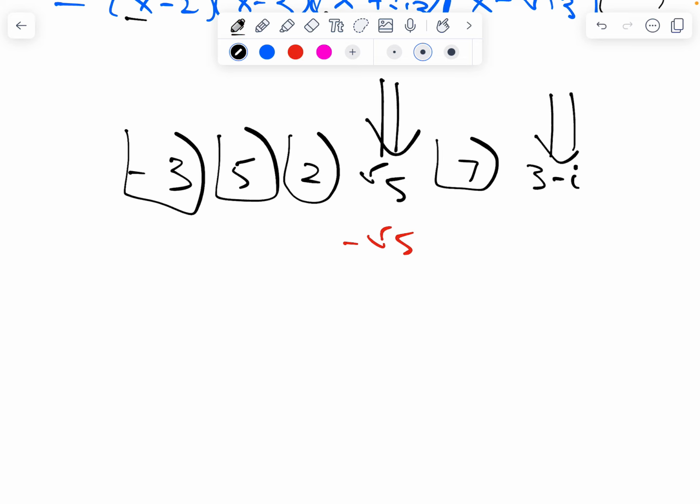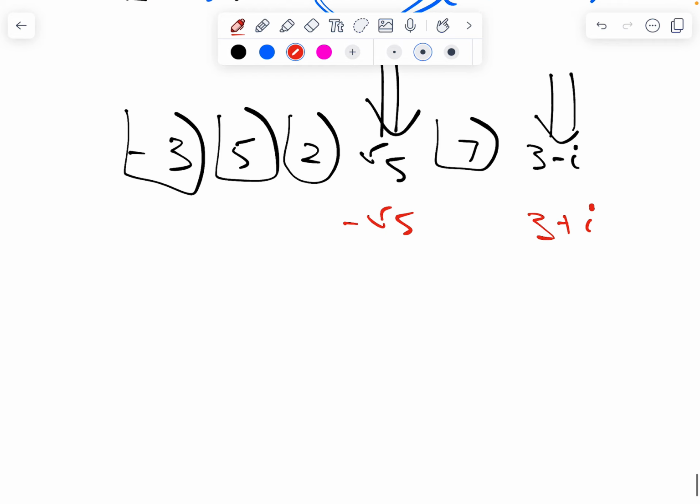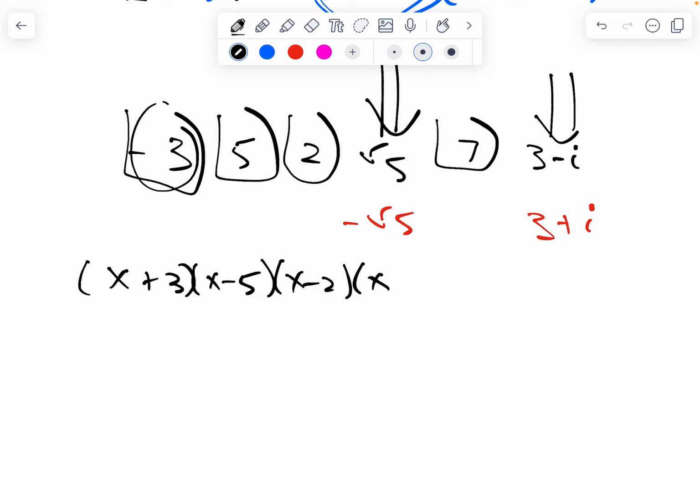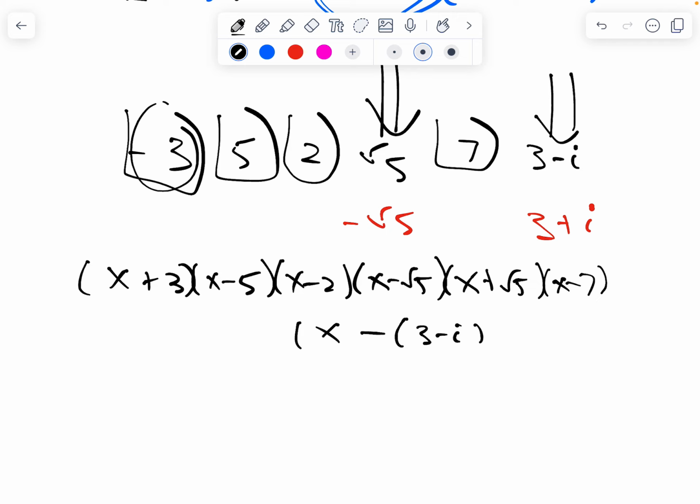Oh, this guy is weird, so we have to add its little weird friend, 3 plus i. Okay, so if I was to write this polynomial out, I'd have x minus 3 would turn into plus 3, x minus 5, x minus 2, x minus the square root of 5, x plus the square root of 5, x minus 7, x minus 3 minus i, and x minus 3 plus i. And that would be the polynomial.